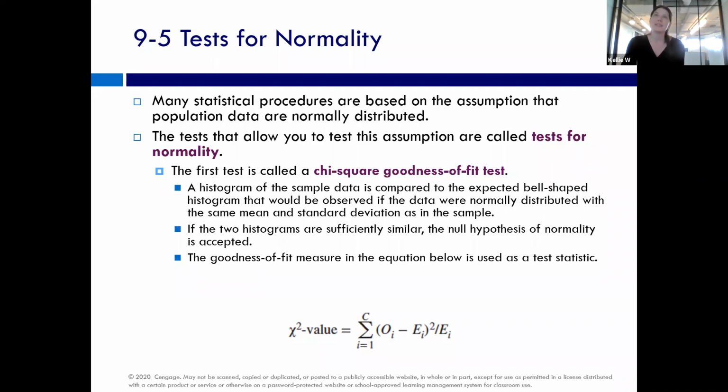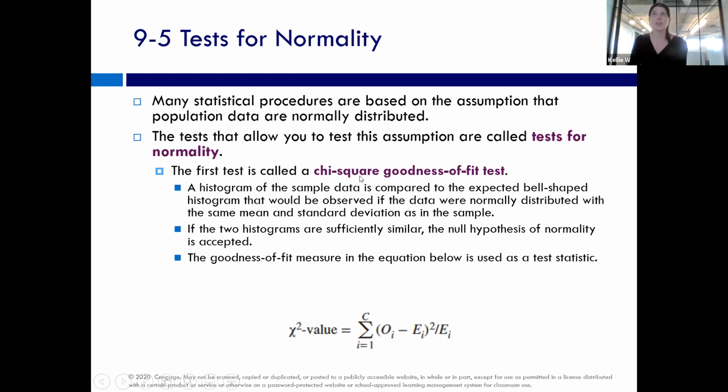We can actually test this assumption, and to do that, we use a test for normality. There's a couple of different tests for normality, and this is the part of the lecture where I'm going to break away from the text for a little bit. We're going to talk about these tests, but I just want you to understand that there are a couple of methodologies for testing for normality, and not get too focused here on these equations that they use to calculate the chi-squared test statistic.